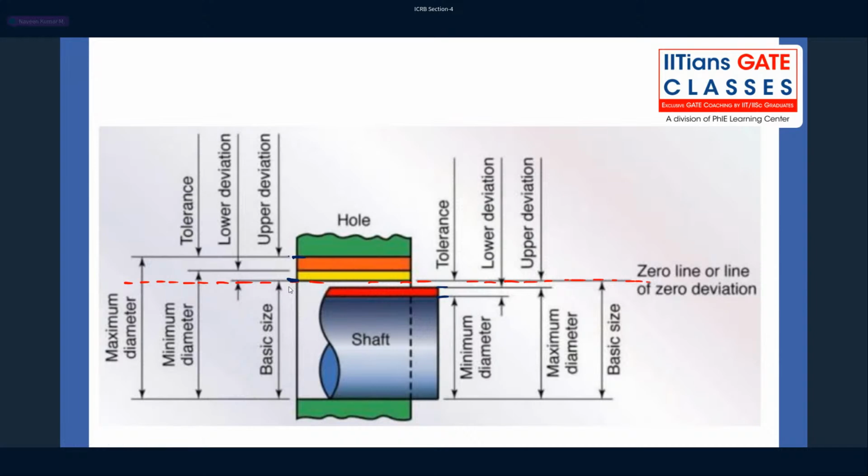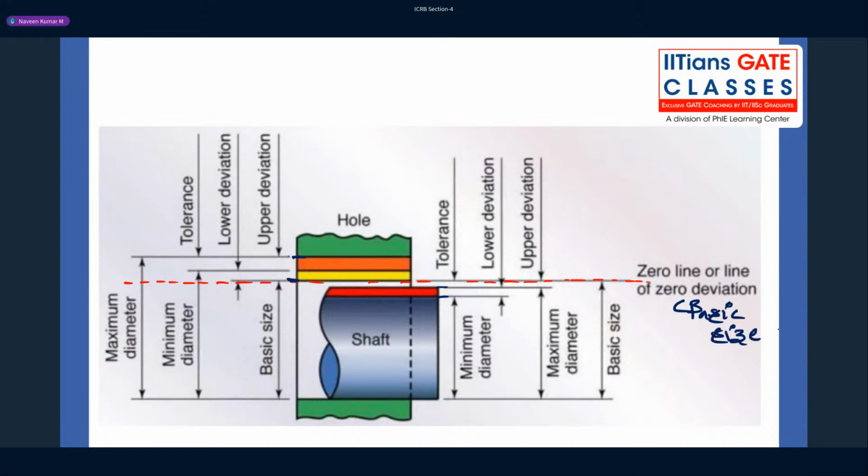Okay. Now, if you see here, there are some things that you have to understand in this system. One is basic size. The zero line is called basic size. Even this is called basic size. The zero line is called basic size.